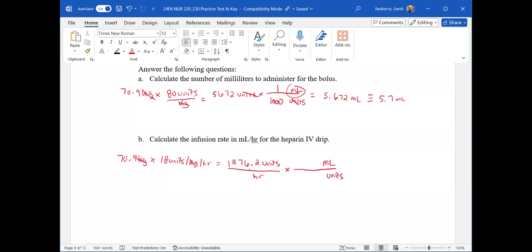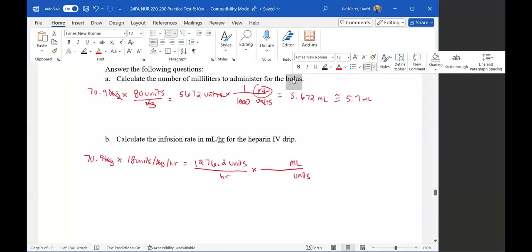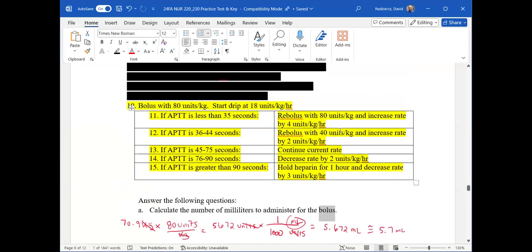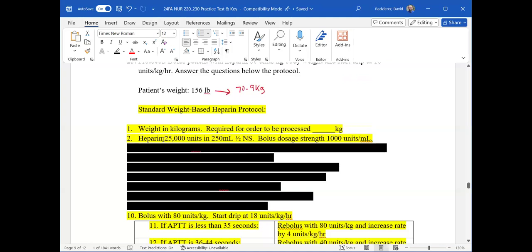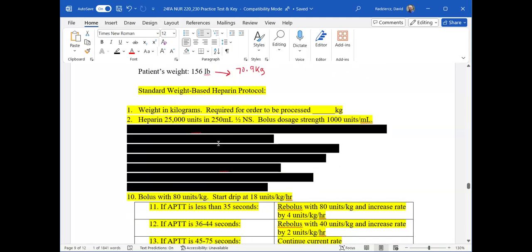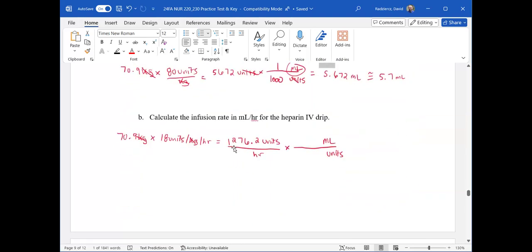So milliliters and units. We know we're not using the 1/1000. Why? Because that was for the bolus. So you only use the bolus with the bolus information. So what's our other thing? We have 25,000 units, 250 milliliters, half normal saline. So those are the numbers we're going to use. 25,000, 250.